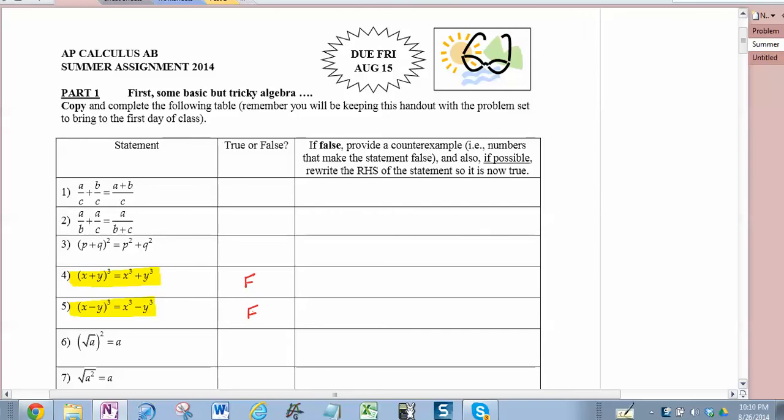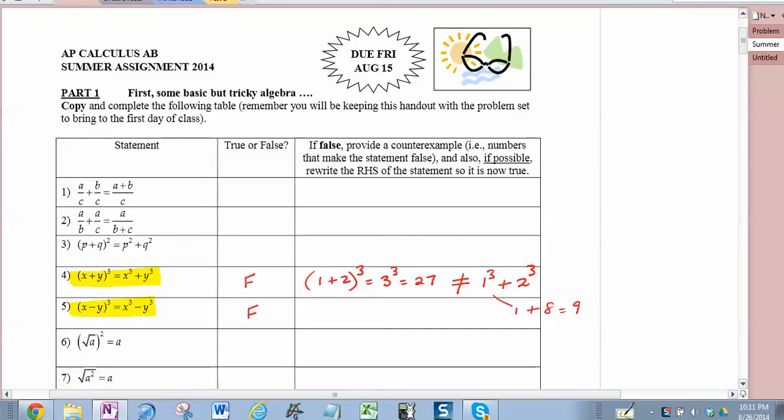For example, for problem 4, an easy counterexample, that is a number that makes the statement false. If I do 1 plus 2 and cube that, that's the same as 3 cubed. 3 times 3 times 3 is 27. And that is not equal to 1 cubed plus 2 cubed, since 1 cubed plus 2 cubed would be 1 plus 8, which is 9. 9 is not equal to 27. So this is very much a false statement.